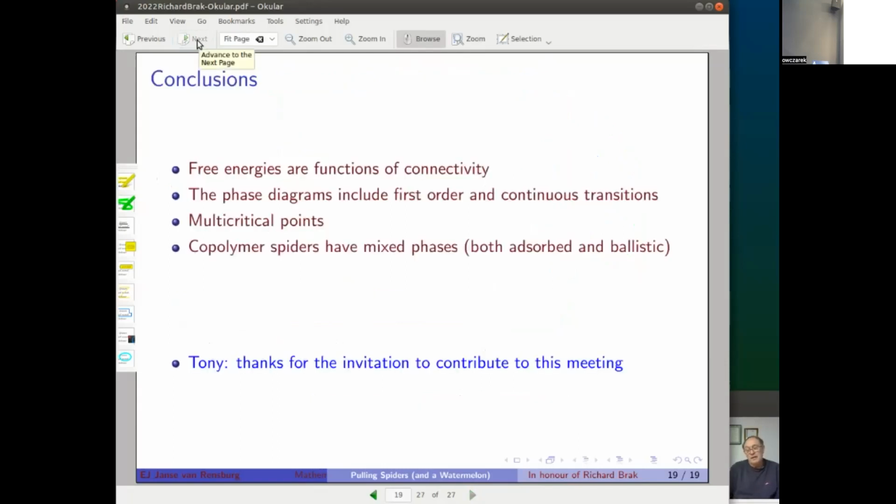I guess the most important aspect of the work here is to show that free energies are functions of the connectivity, or the way in which these various branch polymers or uniform branch polymers are connected. The phase diagrams are quite interesting. They include first order and continuous transitions which meet at multi-critical points. And then in other work we have certainly shown that some copolymer spiders have mixed phases, so phases which have the character of being both adsorbed and ballistic.